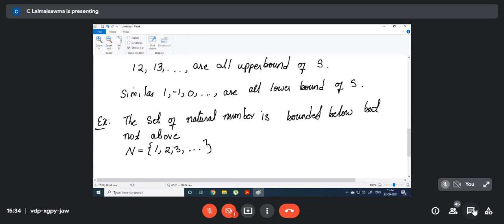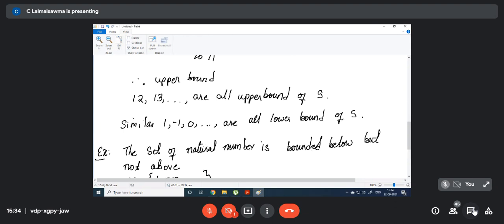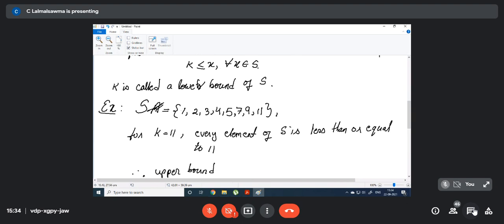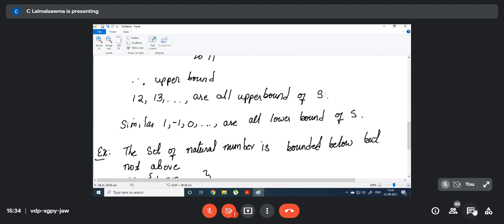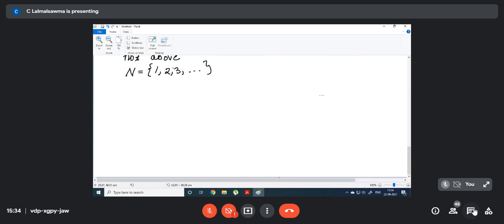So if it is bounded above and bounded below, like this set is bounded above and bounded below, we say that S is bounded. So if it is both bounded below and above, we say that it is bounded.